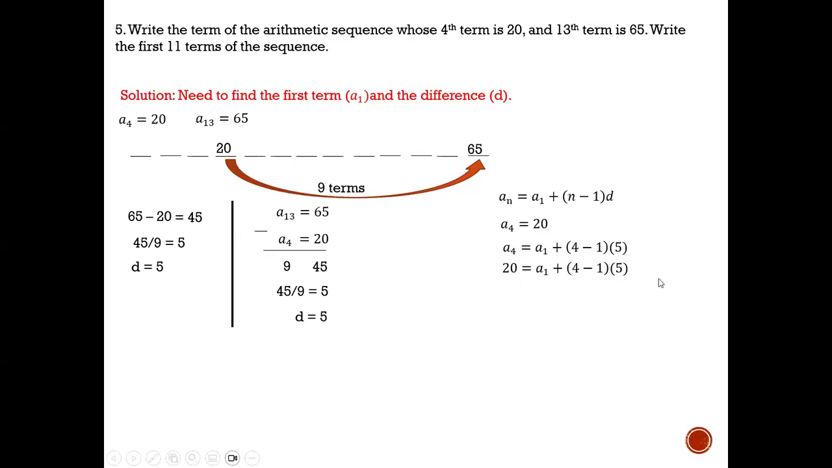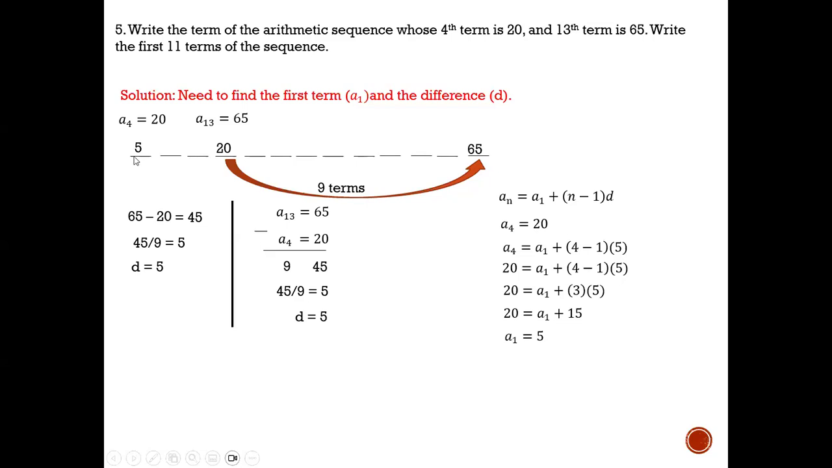So I'm going to take this to just solve for a sub 1, okay? If I simplify here, 4 minus 1 is 3. 3 times 5 is going to be 15. Solve, subtract 15 from both sides to get a sub 1, and I do get a sub 1 is 5, which I had mentioned before we can get from just subtracting that common difference, okay? But there we go, we have the 5.